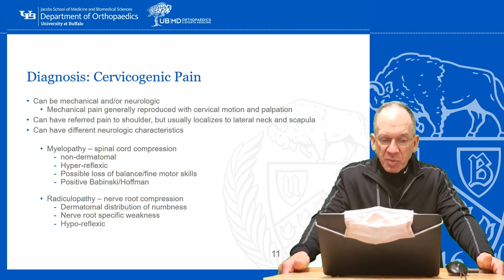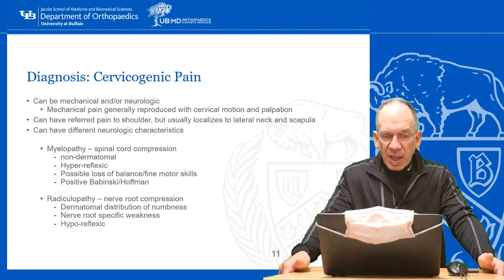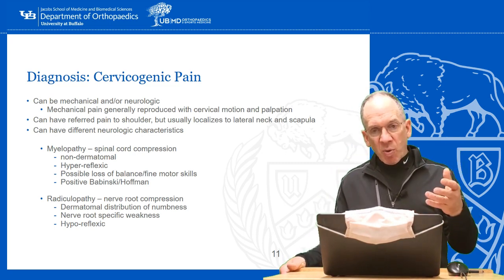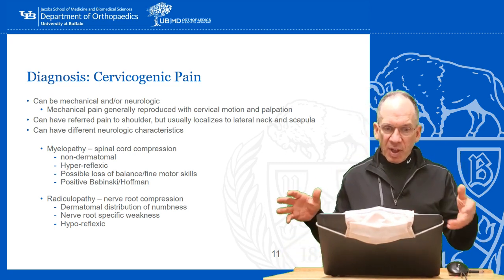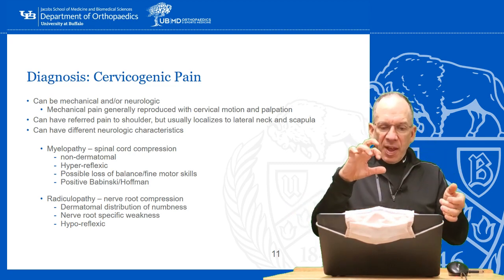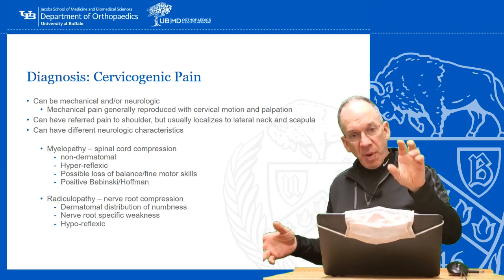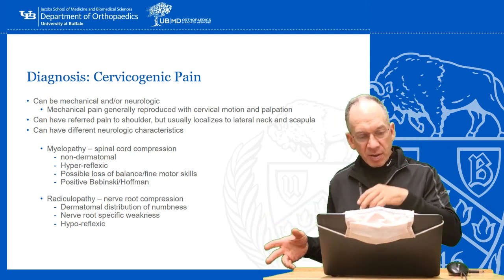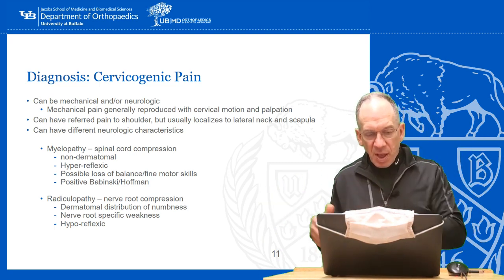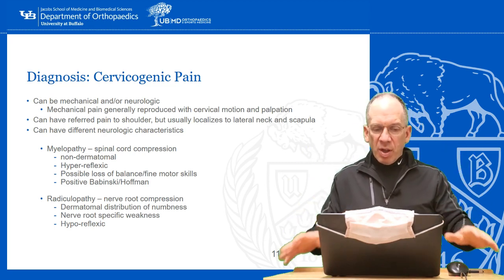They often have symptoms like loss of balance, loss of fine motor skills, and positive long track signs. Like a Babinski sign might be positive in someone with spinal cord compression. Other signs of upper motor neuron disease, like if you flick a finger like that and cause the other fingers to flex, that's a Hoffman sign. That's a long track sign. Those are present in patients who have myelopathy. So hyperreflexic, it's not distributed in nerve root distribution, and it can have other symptoms that tell you it's more of a spinal cord problem.